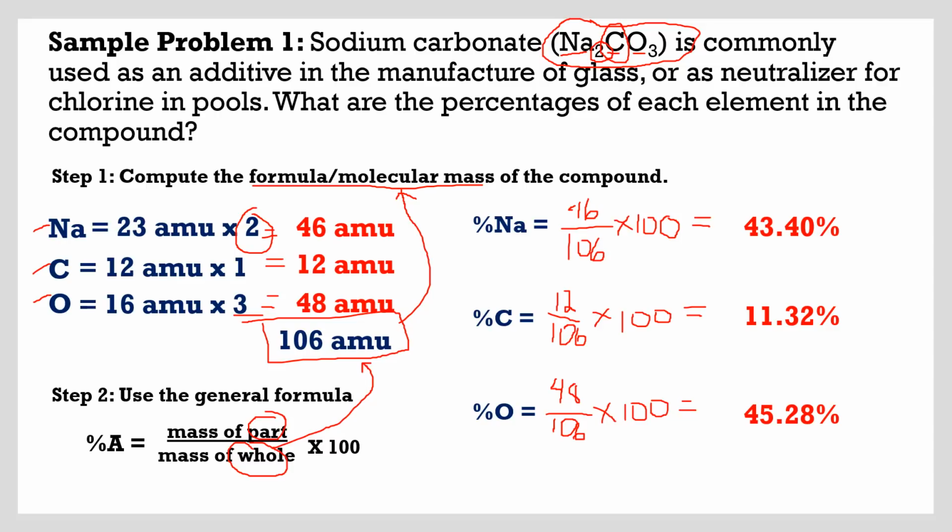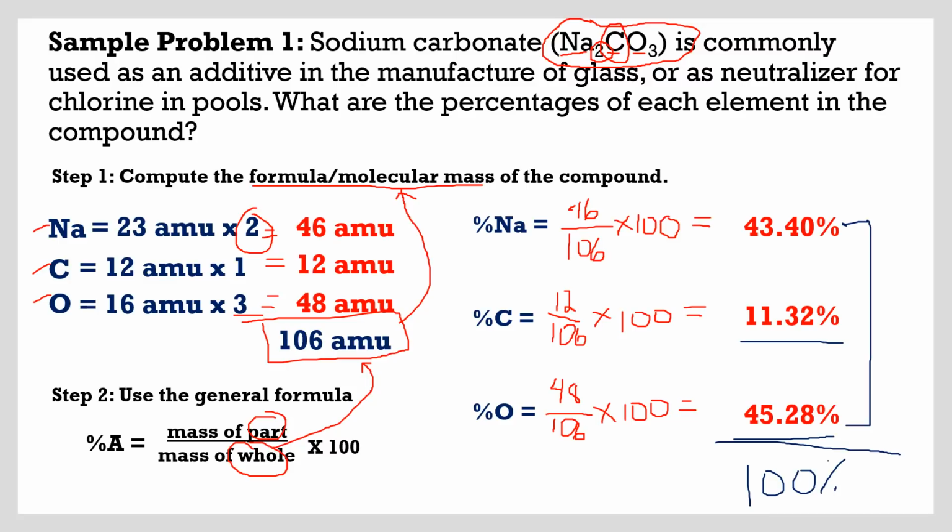Now, this means to say that the percent composition of sodium carbonate is, it has 43.40% of sodium, 11.32% of carbon, and 45.28% of oxygen. Now, to check whether your answers are all correct, the sum of these three must be equal to 100%. So if you add 43.40, 11.32, and 45.28, it must be equal to 100%. That means if it's equal to 100, then your answers are all correct.